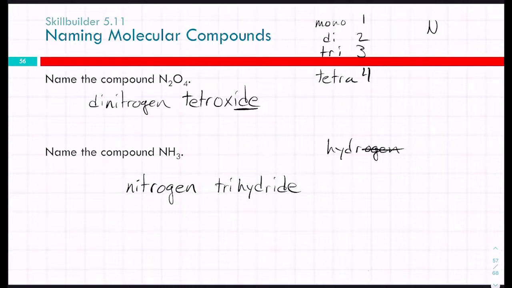So the reason that we need to say how many of each element there is in a molecular compound is because we don't have a rule like charges to figure it out. So you have to say explicitly there are this many of this and this many of that. Otherwise, there's no way to figure it out, if you just wrote nitrogen hydride or nitrogen oxide.